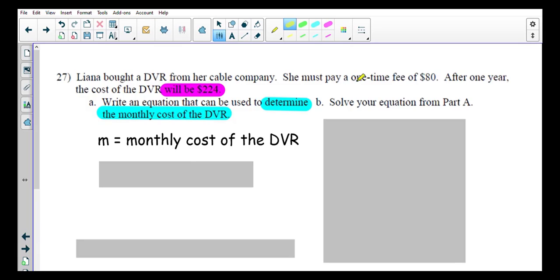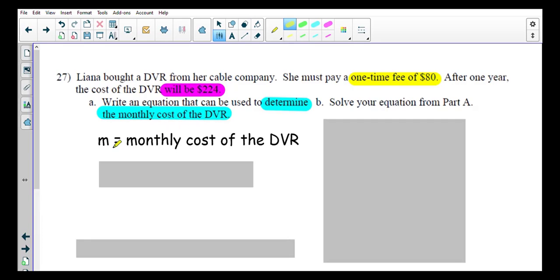We also have this one-time fee of $80. That's not going to be multiplied by anything since you pay it one time and that's it. It's not dependent on how often you use it. It's not dependent on the number of months. So this is just going to be something added on. We saw this with the flat fee in a previous performance task. And we know that after 1 year, the DVR is going to cost this.